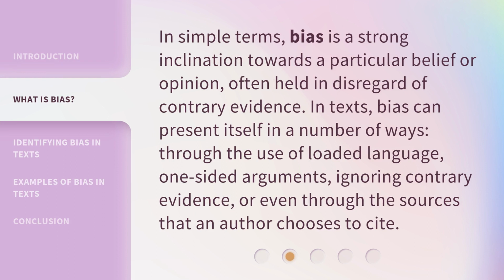In simple terms, bias is a strong inclination towards a particular belief or opinion, often held in disregard of contrary evidence. In texts, bias can present itself in a number of ways: through the use of loaded language, one-sided arguments, ignoring contrary evidence, or even through the sources that an author chooses to cite.